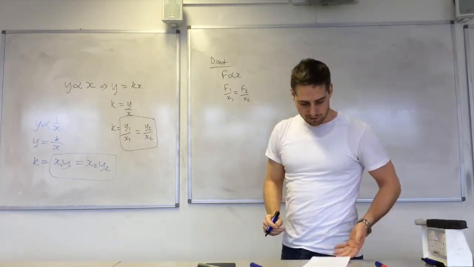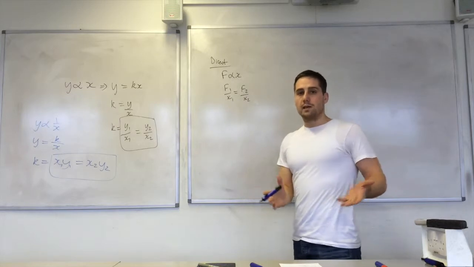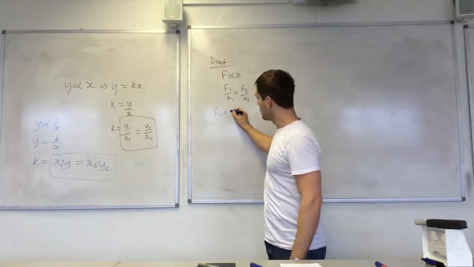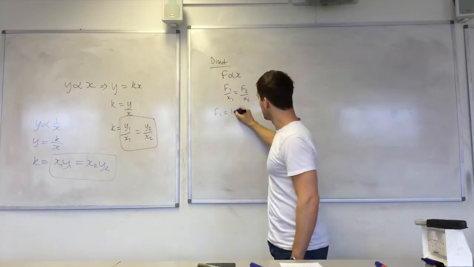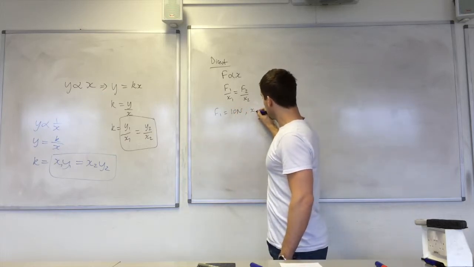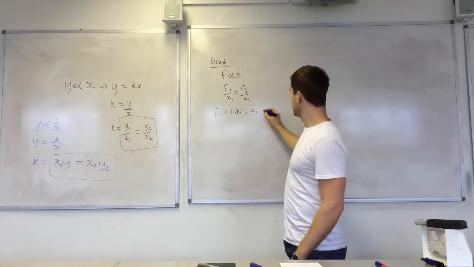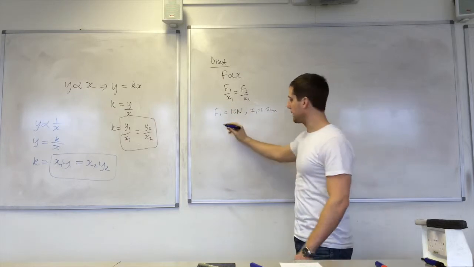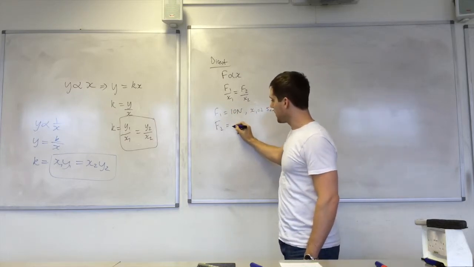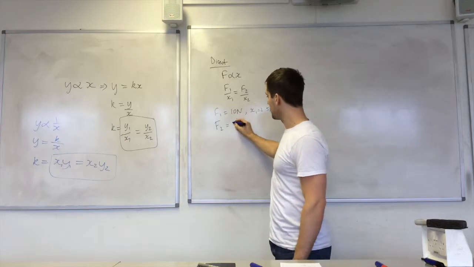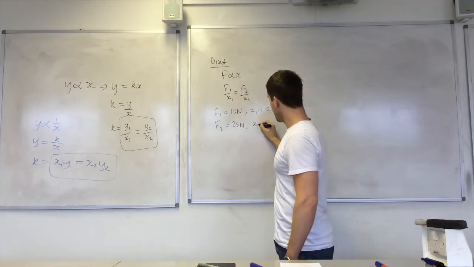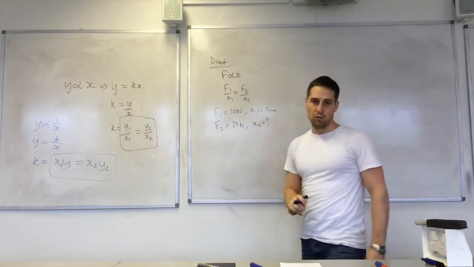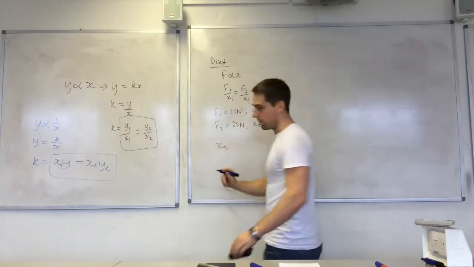So I can use that and I can solve that with some data. So let's say I have a spring, and for a force of 10 newtons, I get an extension, x1, of 2.5 centimetres. So for that force I get that extension. I then apply force 2, another force, 25 newtons. And I want to know what extension do I get for that force. I want to solve for x2.